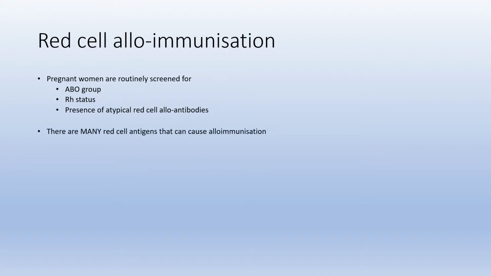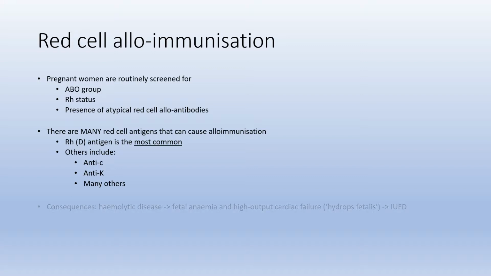I guess the important concept is beyond just the woman's rhesus status, there are many red cell antigens that can cause alloimmunisation, and some of them are associated with severe hemolytic disease in the fetus. Now, the RHD antigen is the most common, but others that you do see not infrequently include the anti-C antibodies and the anti-K antibodies. And there's some others that we'll tabulate shortly just for future reference.